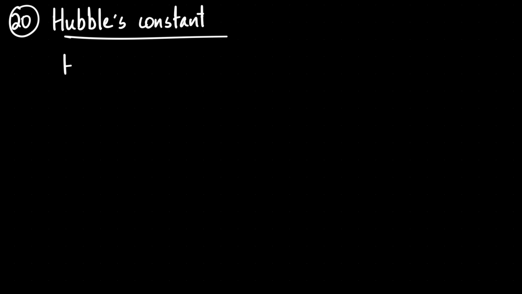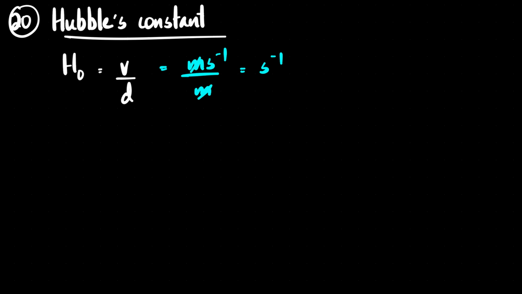So Hubble's constant, how is this defined? This is the speed over the distance. So now if I try to figure out the base units for these, v is meter per second, d is meters, and this just gives us per second. So that's it for this.